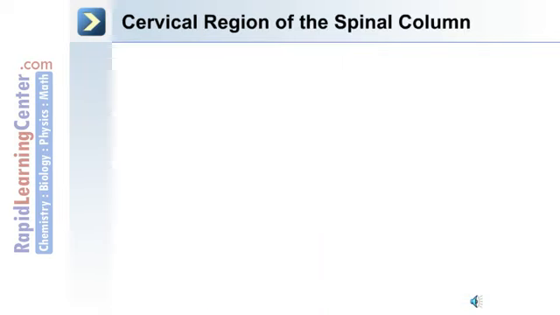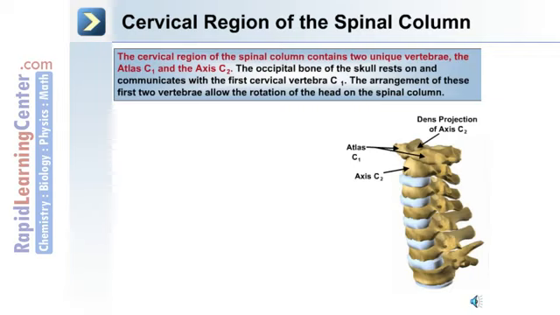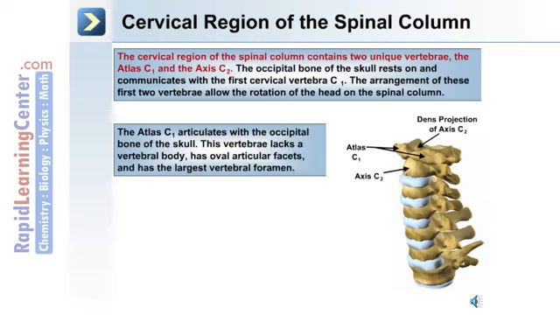The cervical region of the spinal column contains 2 unique vertebrae: the first cervical vertebra, known as the atlas, C1, and the second cervical vertebra, known as the axis, C2. The occipital bone of the skull rests on and communicates with the first cervical vertebra, and the arrangement of these first 2 vertebrae allows for a wide rotation of the head on the spinal column.